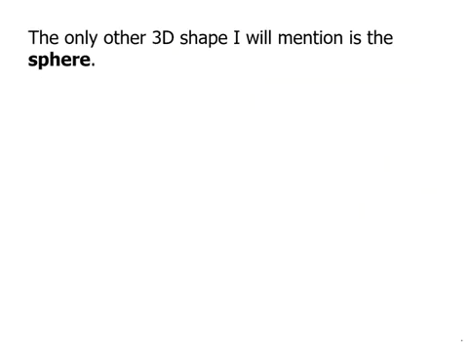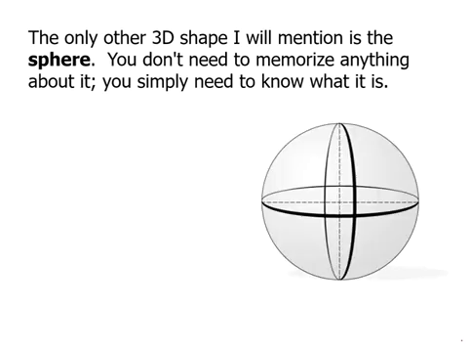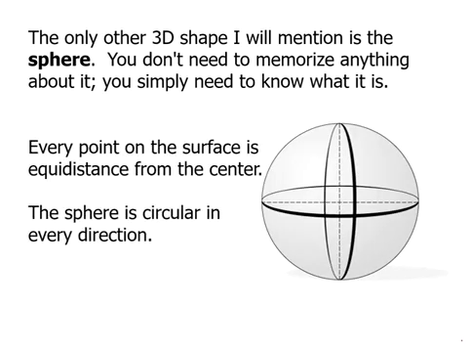The only other 3D shape I will mention is the sphere. You don't need to memorize anything about this. You simply need to know what it is. If they ask you for any calculations, they'll give you the formula. Every point on the sphere is equidistant from the center, and the sphere is the only shape that is circular when viewed from every single direction. So no matter how you turn it around, the silhouette it has is always a circle.